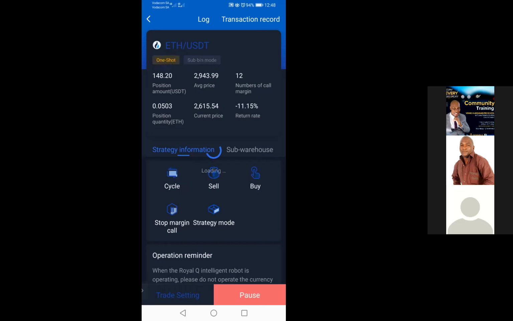Oh, okay. It makes the main position to be on one shot, and we don't want that. We want it to cycle. So you can just click the cycle so that the robot doesn't sell and stop. It must keep on buying and selling through and through, accordingly.